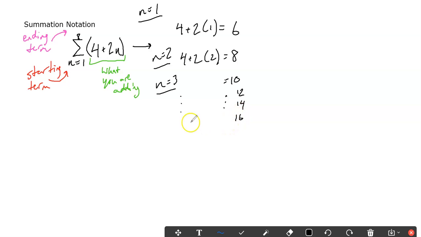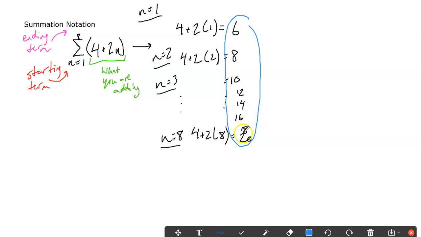You should be able to see the pattern there, right? Until we get to n equals 8. n equals 8, and then I have 4 plus 2 times 8, which is actually 20. So I'm missing one more in there. But basically, I'm going to take all of these numbers, let me circle these guys, and add them together. That's what this little sigma means. So when you see that in the problems on the test, this is what I'm talking about.